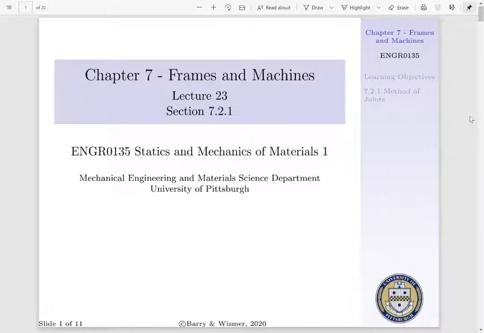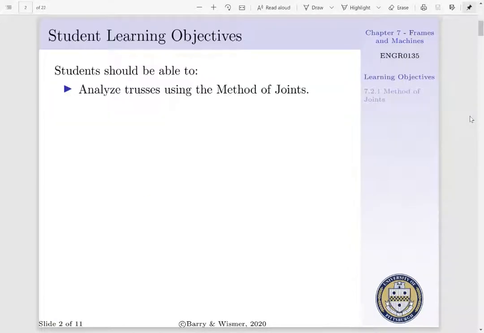Lecture 23 covers section 7.2.1. At the end of today's lecture, you should be able to analyze trusses using the method of joints.